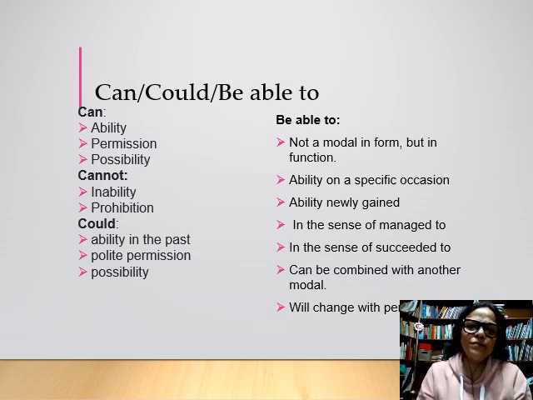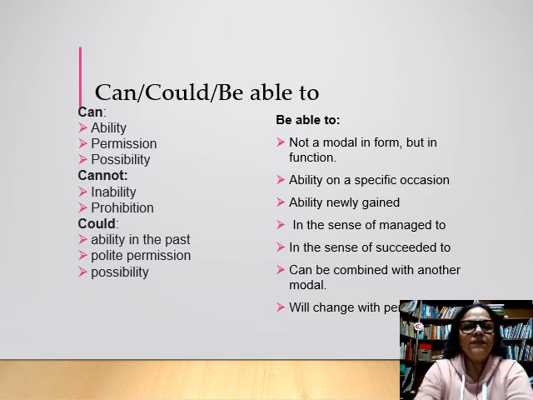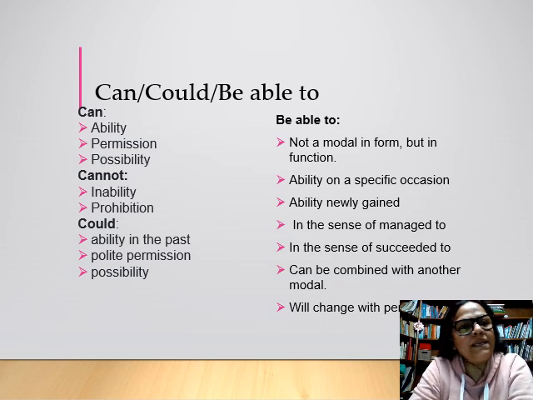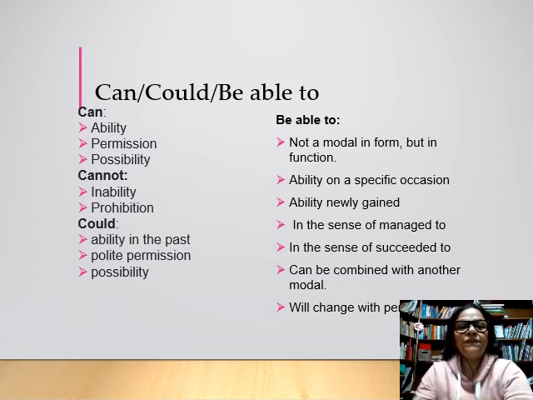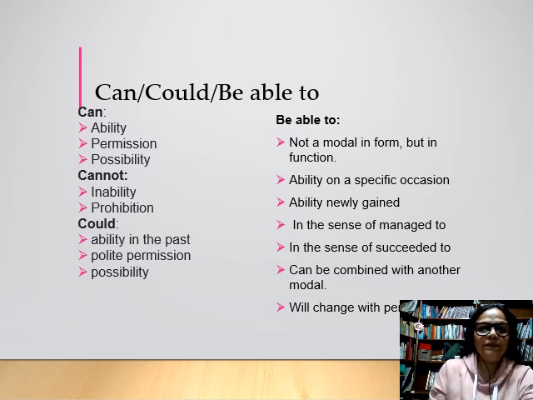Then could is also used for polite permission. If it is your peer, if it is your equal, or if it is your subordinate or somebody junior or younger in age, you can always say, can I borrow your pen? But if it is somebody senior, if it is somebody higher in the hierarchy, if it is somebody older than you, you would say, could I borrow your pen? So it's about polite permission.